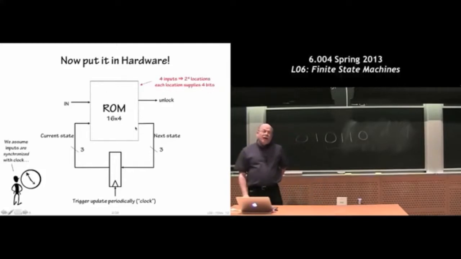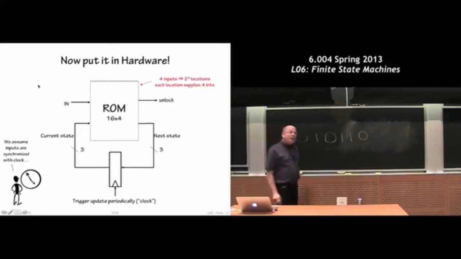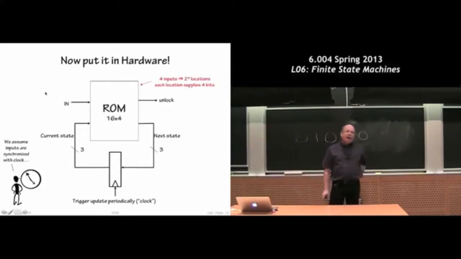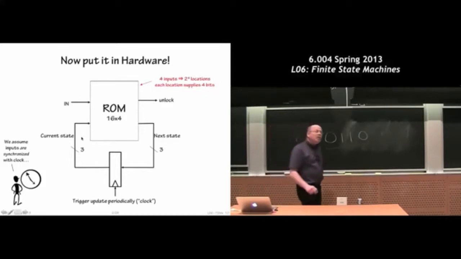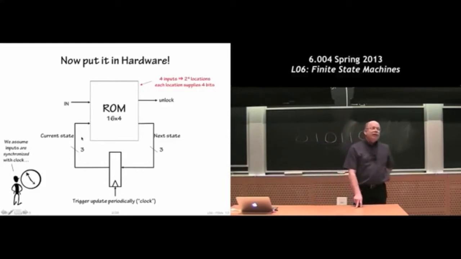So here's our hardware. What I've done is replace the combinational cloud by our general purpose combinational logic device, the read-only memory, which takes in the current state and the inputs. In this case, there's 1 bit of input and 3 bits of state. Why 3 bits of state? Where did that come from? Why 3? Why not 2? Why not 7? Yes? Because you need 3 bits to represent however many states you have.